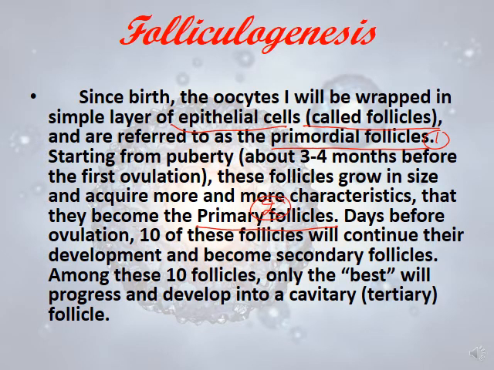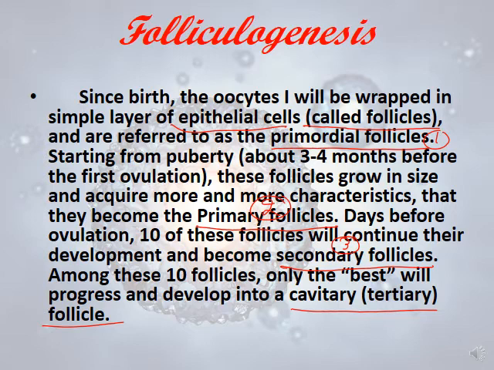Days before the ovulation, 10 of these primary follicles will continue their development and give the secondary follicles. Among these 10, only one of these follicles will progress and develop into a tertiary follicle. It's called a cavitary follicle. So let's repeat this. Follicular genesis: since birth, oocyte will be wrapped, covered, and surrounded by epithelial cells.